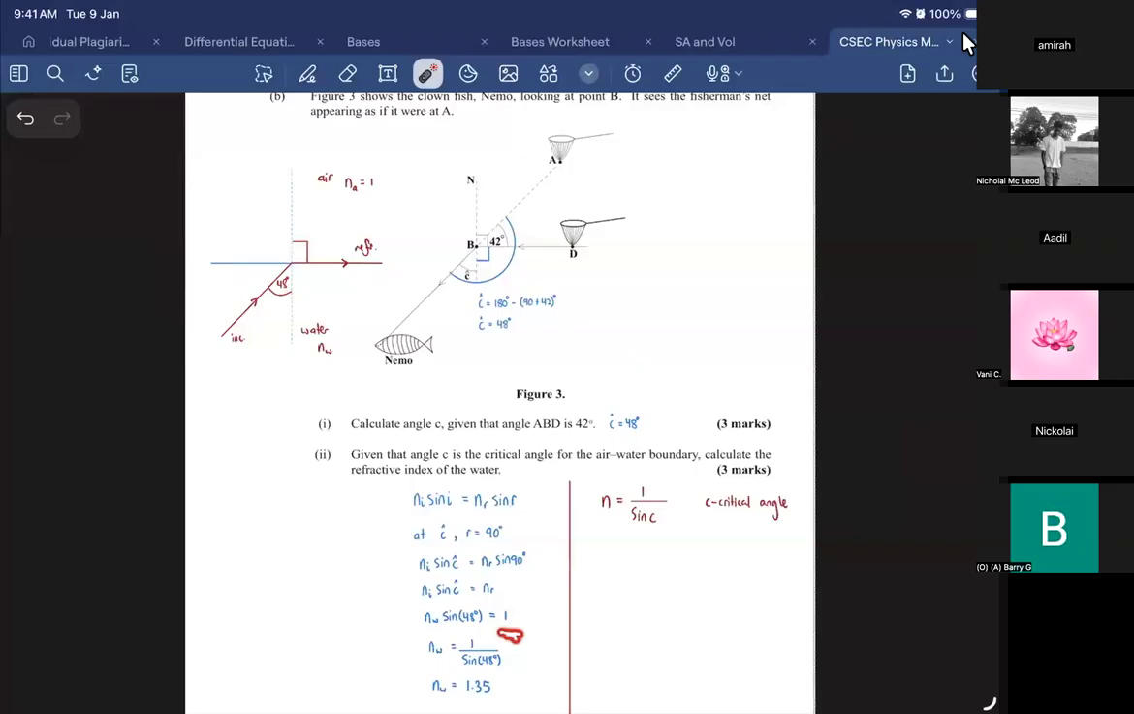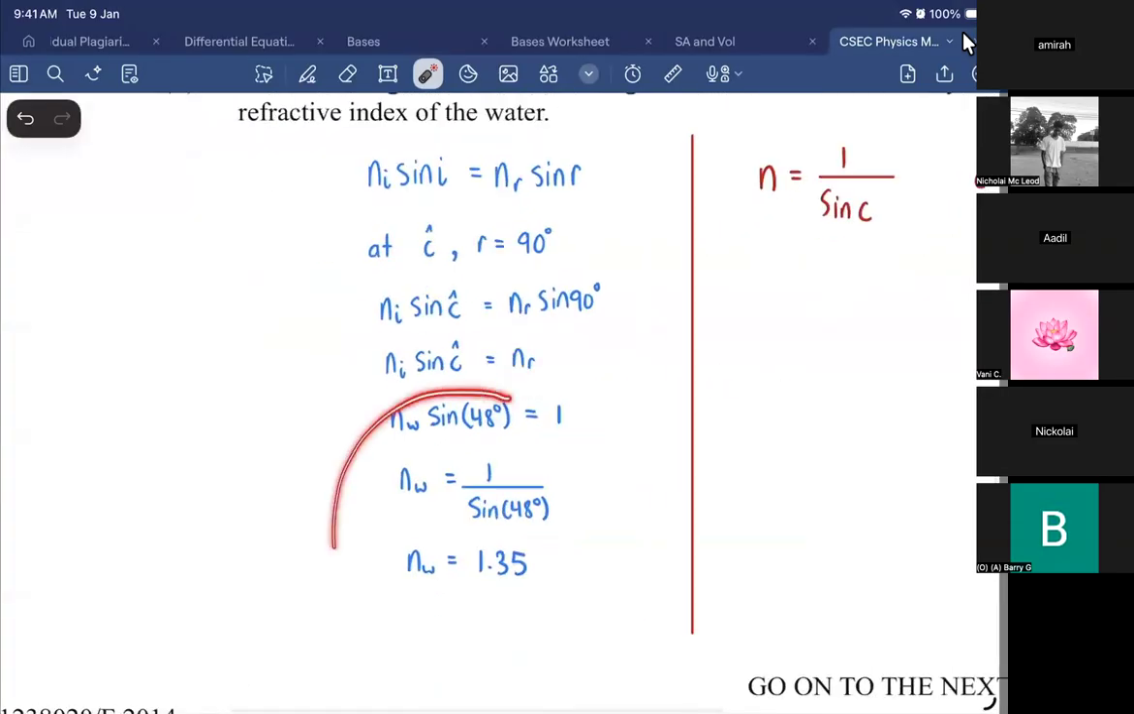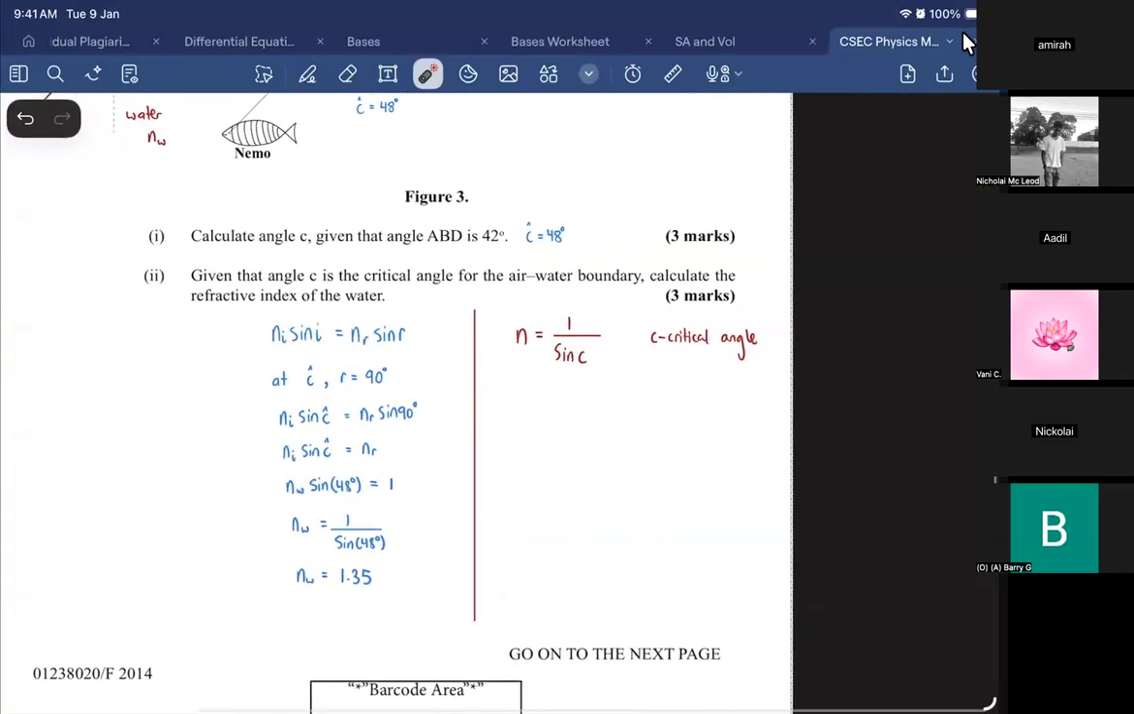Now Nr. How do I get Nr to be 1? Well, Zachary, if we assume that the refracted ray is in air, then what's the refractive index for air? 1. Right, so I replace Nr with 1. And from here, what's the only thing I have to find? The refractive index of the water, which is Nw is equal to 1 over sine 48, and I get Nw is equal to 1.35. And that's the answer.